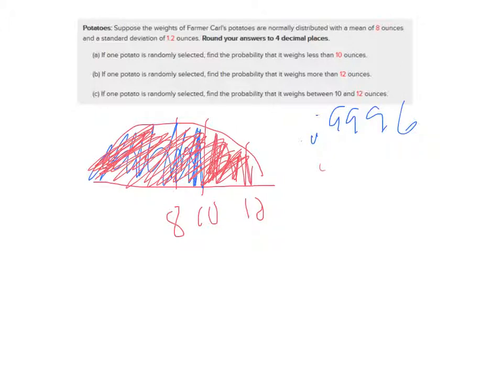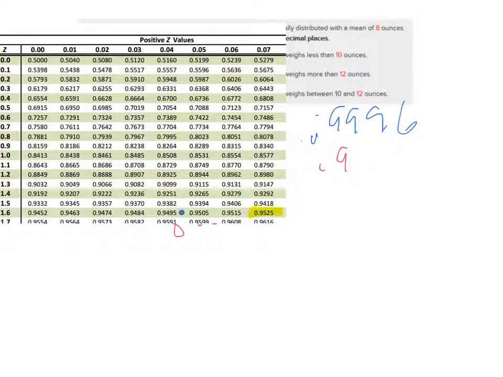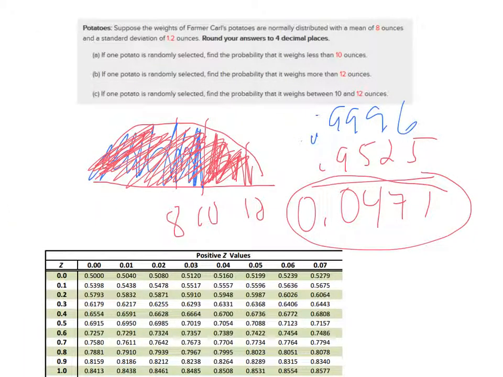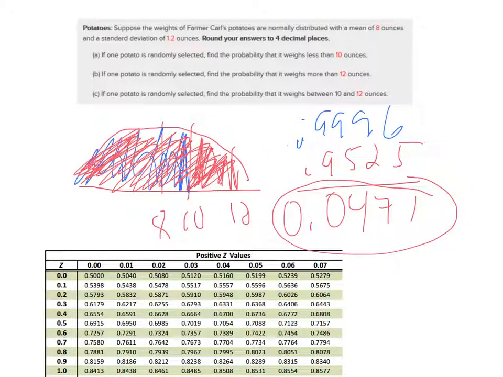And that was 0.9, what was it? Just a minute here. So that was the error, 0.9525. And when we subtract those, let's do this old school, 0.0471. So that's the probability that a potato will weigh between 10 and 12 ounces. I mean, it's way off the middle, if you think about it, so I'm not surprised it's a very small probability.